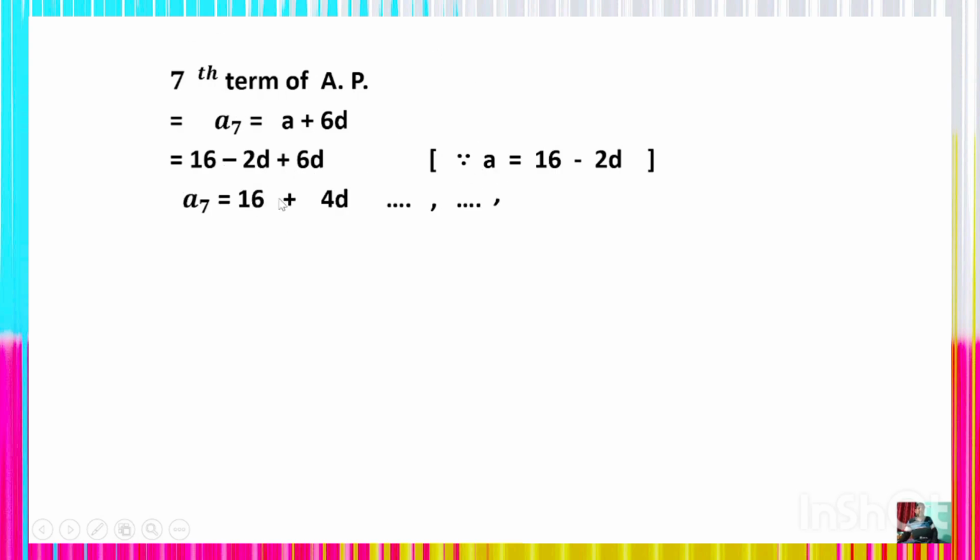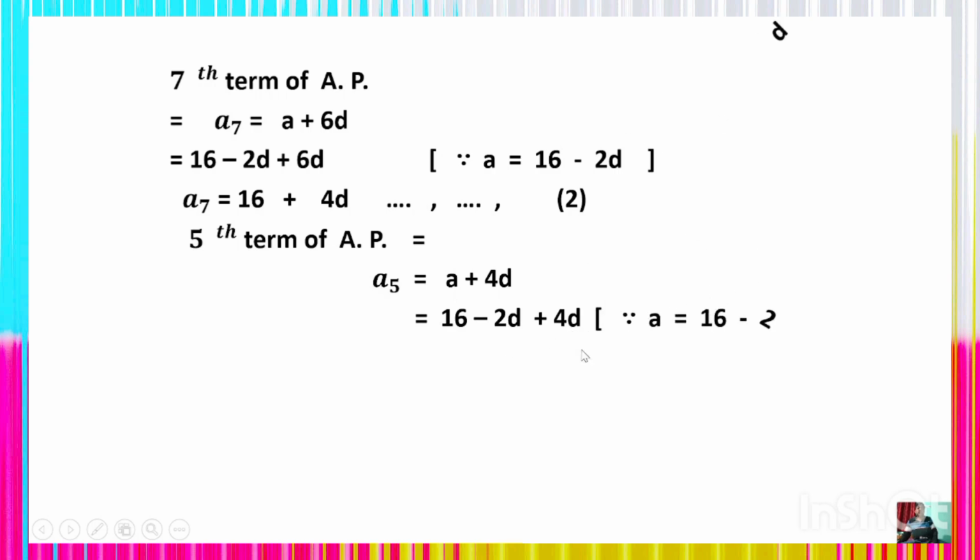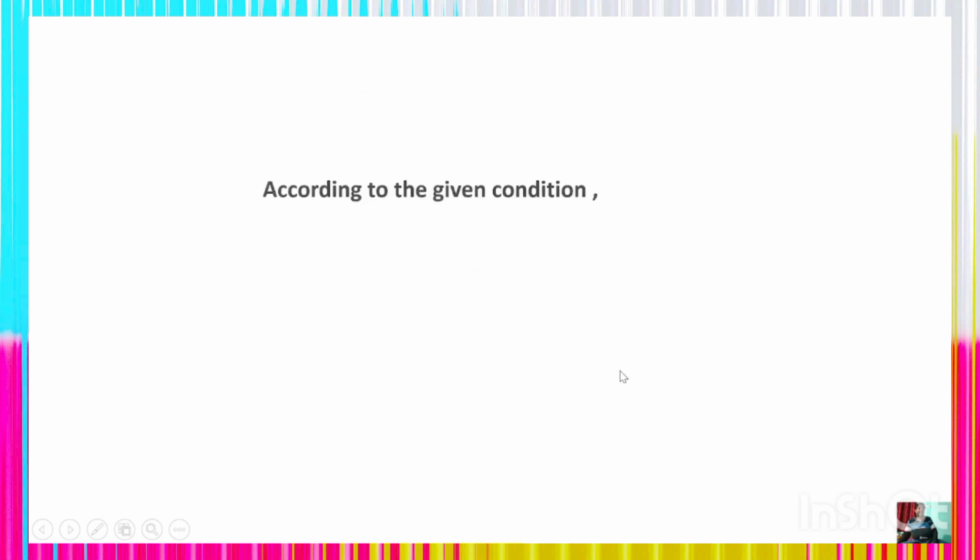Now, the seventh term of the AP is what? A7 is A plus 6D, which is 16 minus 2D plus 6D, and A7 is equal to 16 plus 4D by putting the value of A. Understand? Similarly, the fifth term of the AP is A5 is equal to A plus 4D, which is 16 minus 2D plus 4D, which is what? A5 is equal to 16 plus 2D, equation number 3, right?